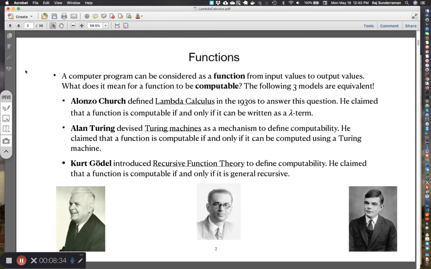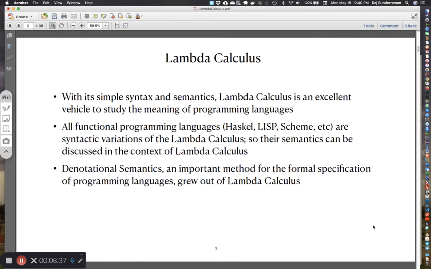All right. So let's zoom into lambda calculus. These are just some observations at the higher level and also its impact. Lambda calculus is a mathematical formulation. It has a very simple syntax and also very simplistic semantics, the meaning of the syntax. And it's an excellent vehicle to study the meaning of programming languages, not just functional, but even others, because of its simplicity. You can use it to understand the meaning of programming languages.